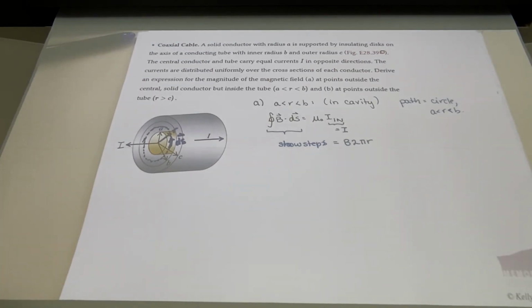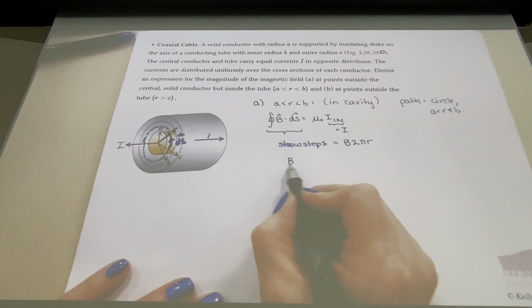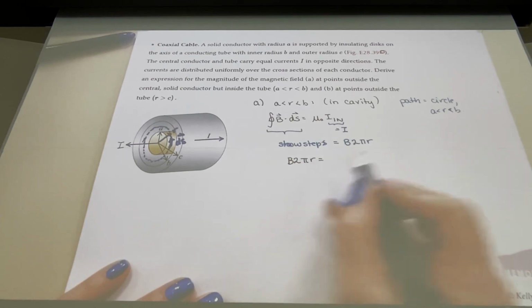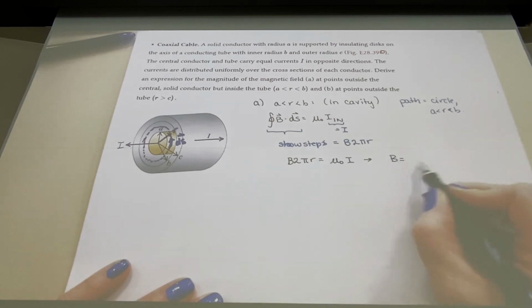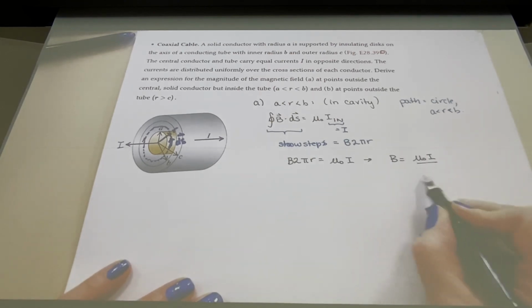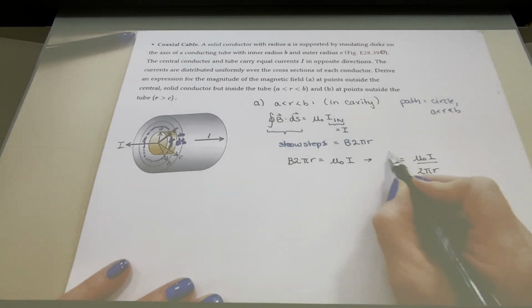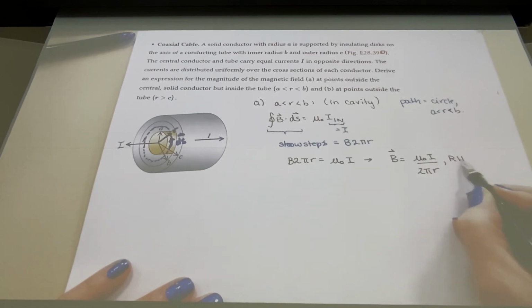So this is basically exactly what we did looking at the magnetic field around that solid conductor. So when we put these things together, we get that the magnetic field times 2 times pi times r equals mu naught times I. B equals mu naught times I over 2 pi r, the direction given by the right-hand rule.